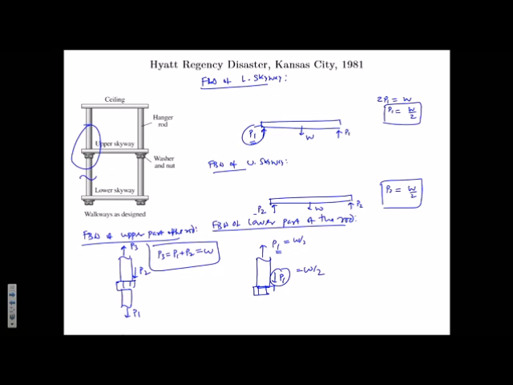So if you make a cut in the upper part of the rod, above the upper skyway, below the ceiling, the force is actually W, but in the lower part of the rod, it's only half, right? It's only W by 2.